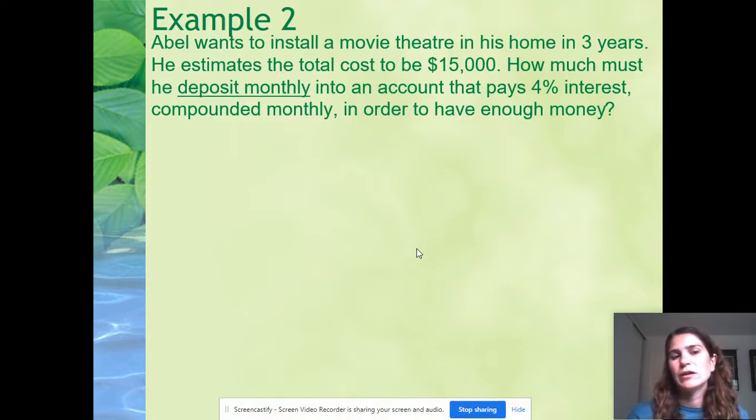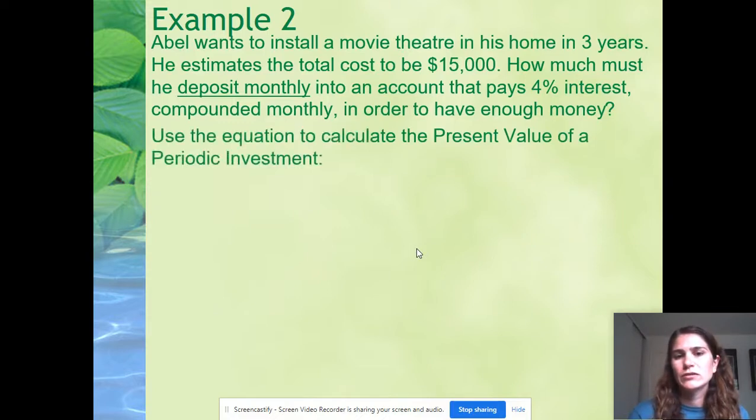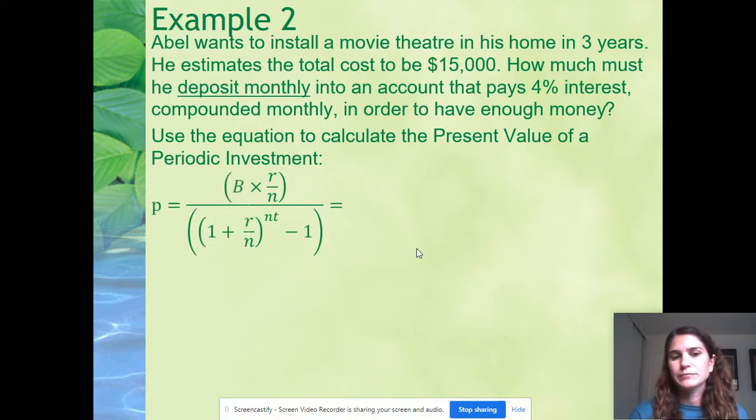So now this is a periodic deposit because he's going to be putting money in his account every single month. And it's still going to be present value because he's the one putting in the money. So we're going to go ahead and use our equation for the present value of periodic investments. So that's this big one. We're going to go ahead and identify our variables again. The P, the present value, we're trying to figure out how much he needs to be depositing monthly in order to get his $15,000.